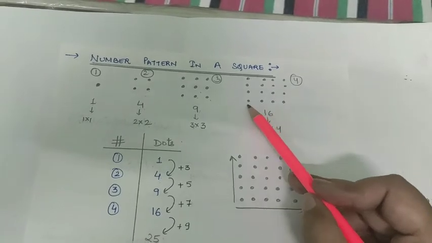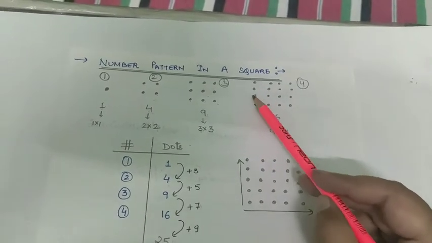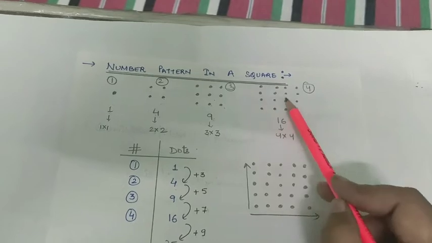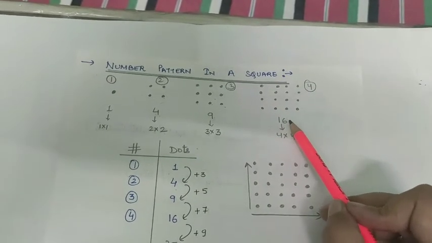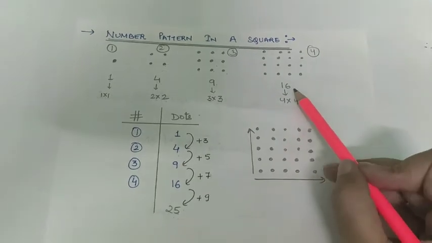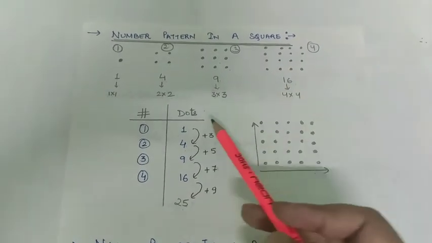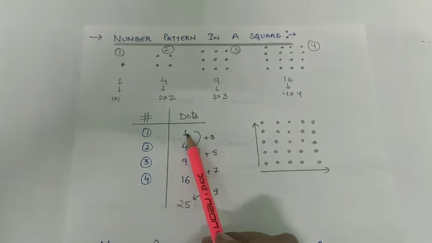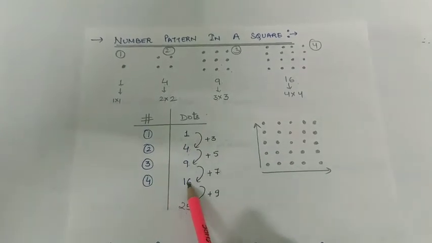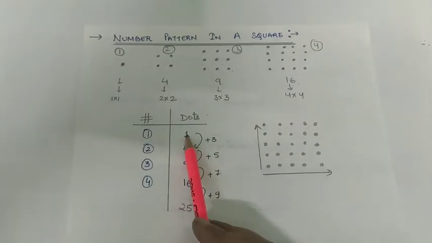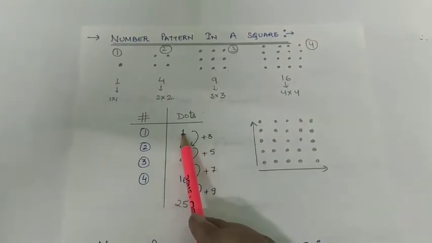Then I have the 4th square. Now how many rows does it have? 1, 2, 3, 4. 4 rows of dots and 4 columns of dots. So 16 is the whole number it represents. How can I have 16? 4 multiplied by 4 is 16. So which pattern can I observe here? In pattern 1, how many dots are there? 1. In pattern 2, 4 dots. In pattern 3, 9 dots. In pattern 4, 16 dots. So it is representing squares of whole numbers.